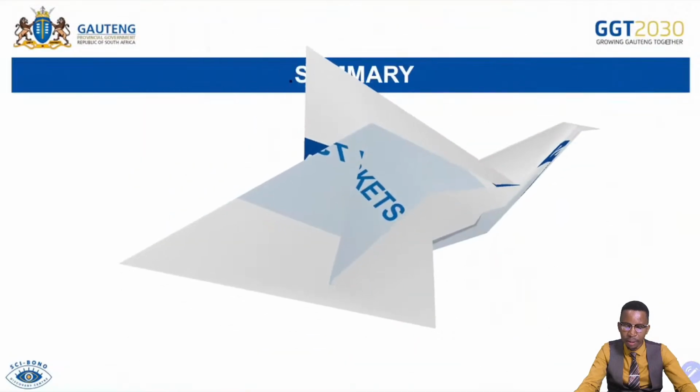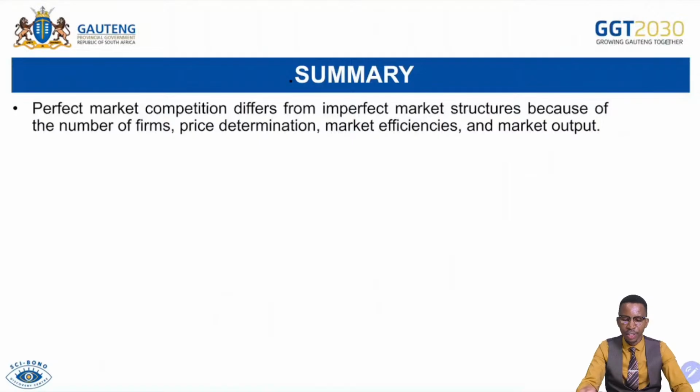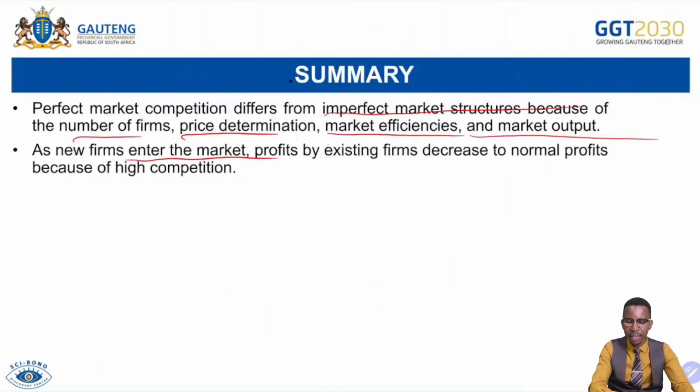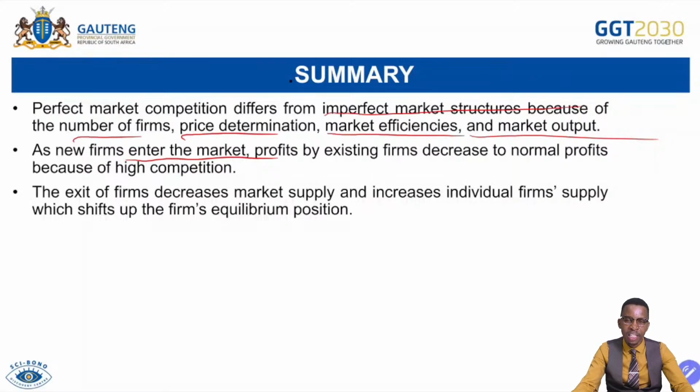Then we go to the summary of our lesson as we close. Perfect market competition differs from the imperfect market structure because of the number of firms, price determination, market efficiency, as well as output size. Remember, under imperfect market, there is imperfect information in most of them, high barriers to entry, they set their own prices, they are inefficient, and there is less output. As new firms enter the market, profit of existing firms will decrease to normal profits because of high competition, which will lead to an increase in market supply as firms increase.